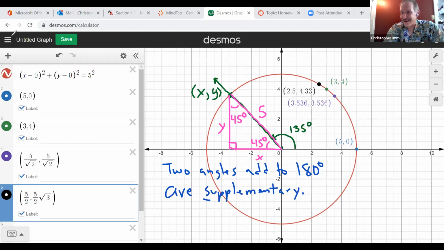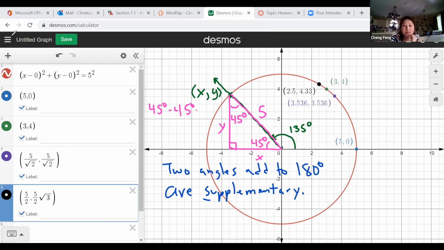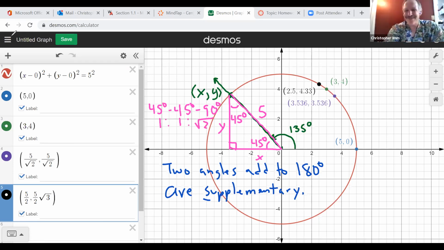However, this is a special triangle, right? It's a 45, 45, 90. So what are the ratios of the sides of a 45, 45, 90, everybody? I think it's a 1, 1, and 2. 1, 1, and you're so close. Square root of 2. There you go. Nice job, Cheng. Okay, so we have 1, 1, and root 2.